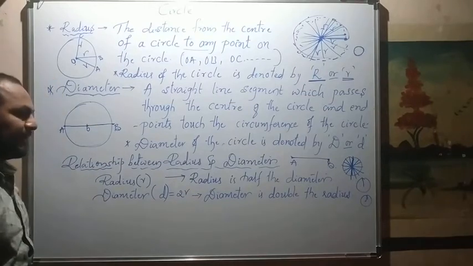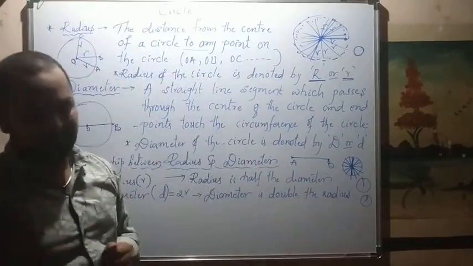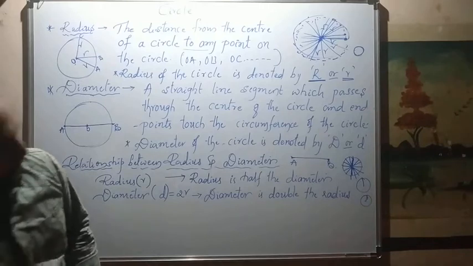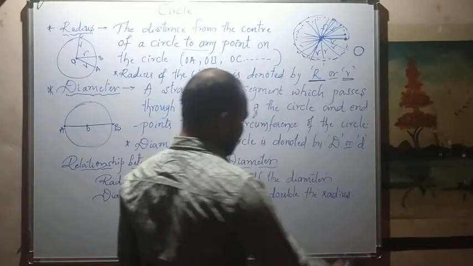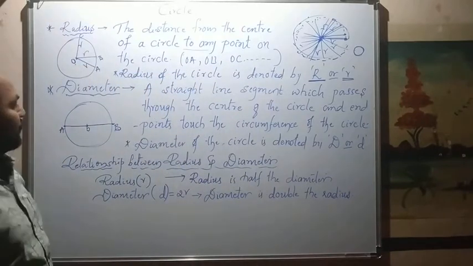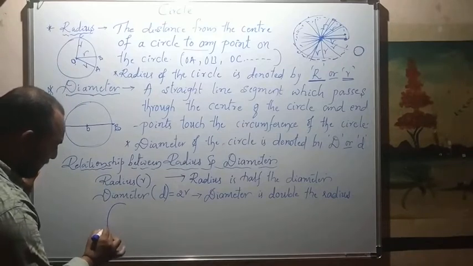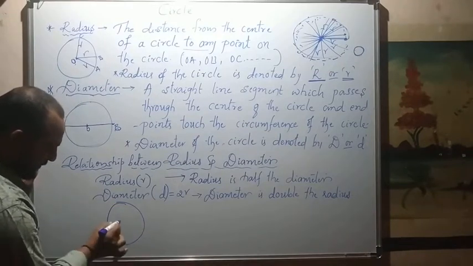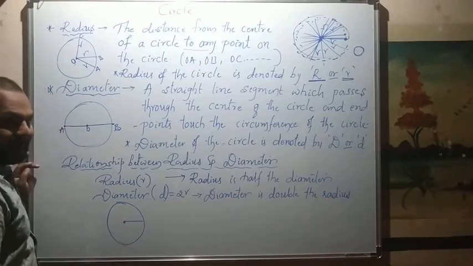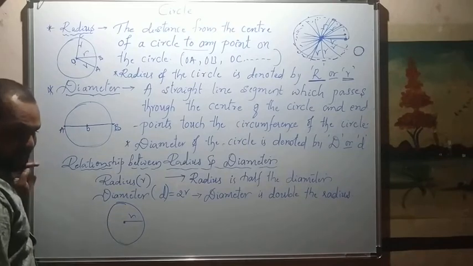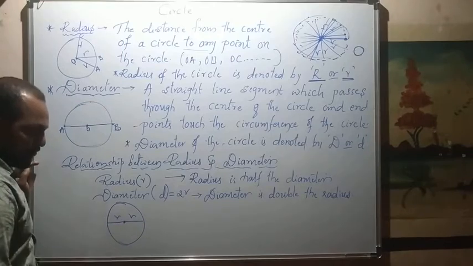Okay, the next concept, the relation between the radius and the diameter. You may have already understood it, let's see. These two figures here, this is a circle. Here is the center point, and this is a radius. Draw one radius, another radius, and this is also a radius.